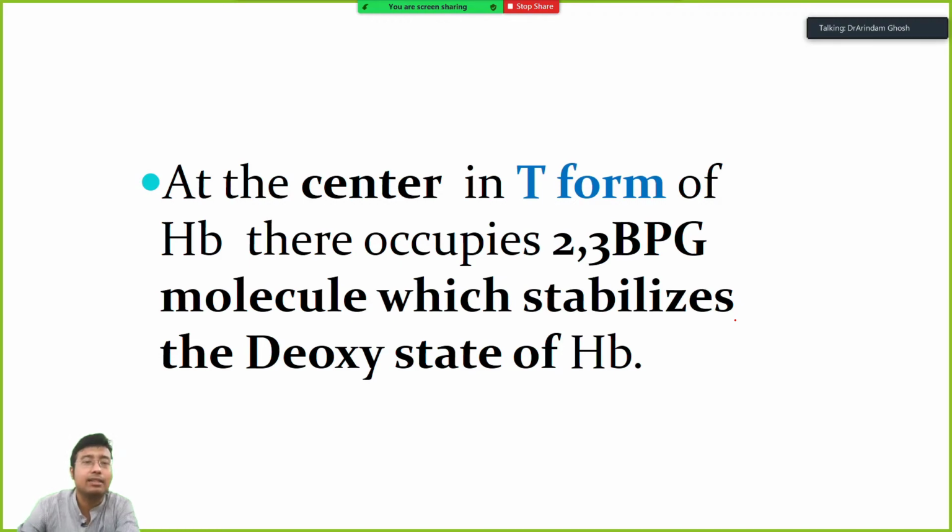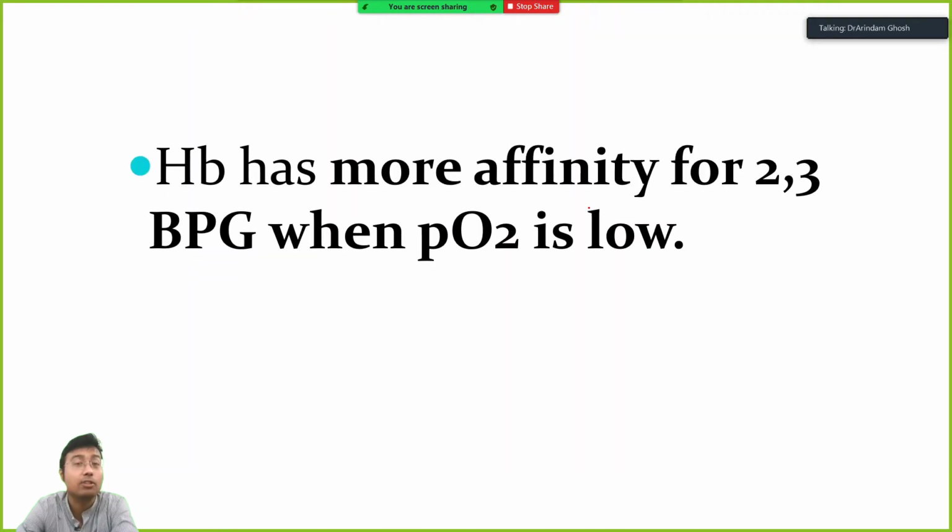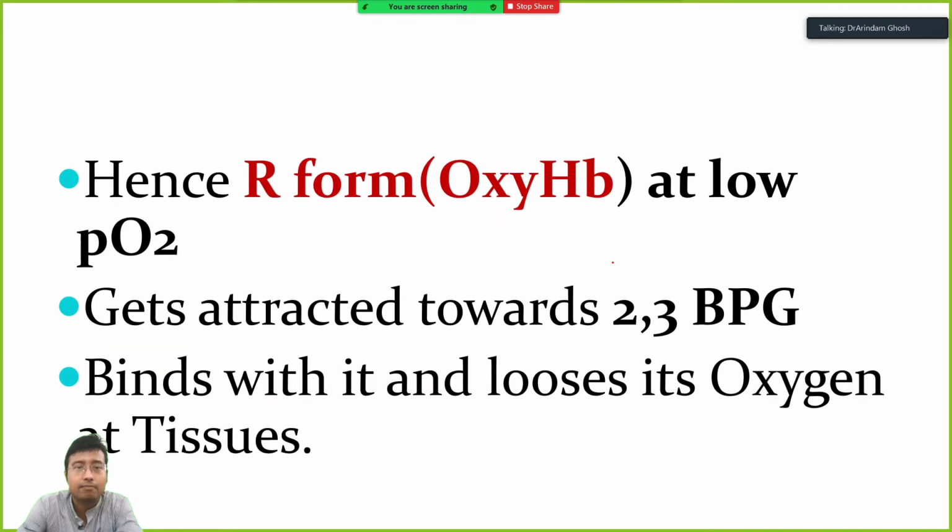And who stabilizes this? It's actually this 2,3-BPG that is occupying the center of the taut form, that stabilizes the deoxy state of hemoglobin. Okay, so this I told you in the previous slides. Hemoglobin has more affinity. This is a very important one. Hemoglobin has more affinity for 2,3-BPG when PO2 is low. We have read in physiology that 2,3-BPG helps in release of oxygen. It helps in shifting of the curve to the right. We will be discussing that. What do you mean by shifting of curve to the right? But know this, 2,3-BPG has more affinity for hemoglobin when PO2 is low, right?